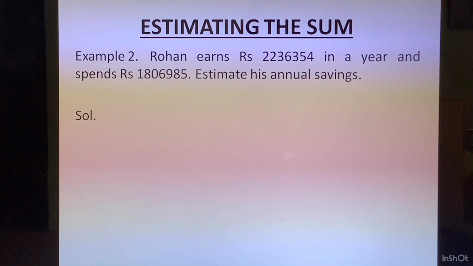Another example, Rohan earns rupees 2236354 in a year and spends rupees 1806985. Estimate his annual saving. First we'll round off the earnings to the nearest lakh and the expenditure to the nearest lakh, subtract, and then give the estimated annual saving. So when we round off the earning to the nearest lakh, we will look at the 10,000 place. In the 10,000 place we have 3 in this particular case, which is less than 5. So this is going to be 22 lakhs.